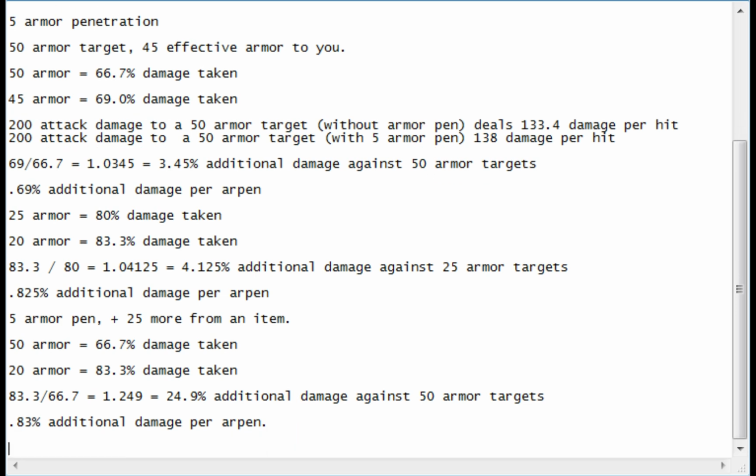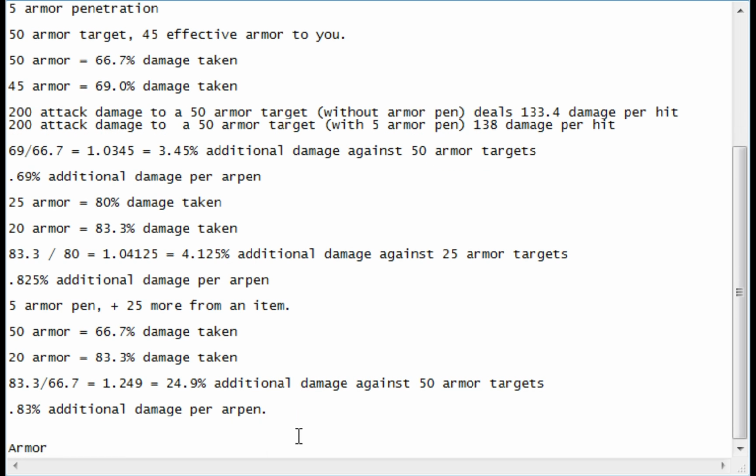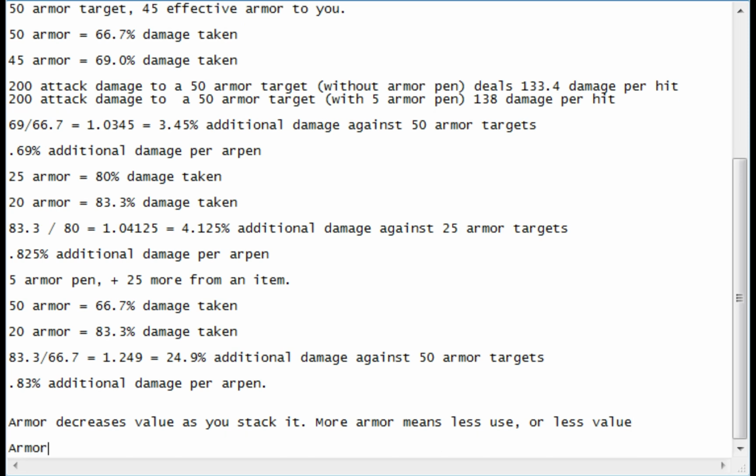So let's just go over this again. Armor decreases in value as you stack it. More armor means less value. So if you go from 200 armor to 300 armor, you're really not gaining all that much more damage reduction, whereas armor penetration is the opposite. It increases in value as you stack it.